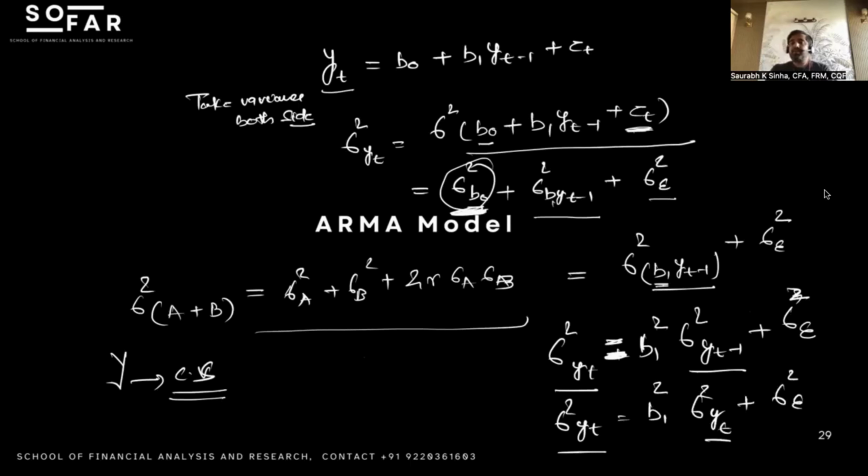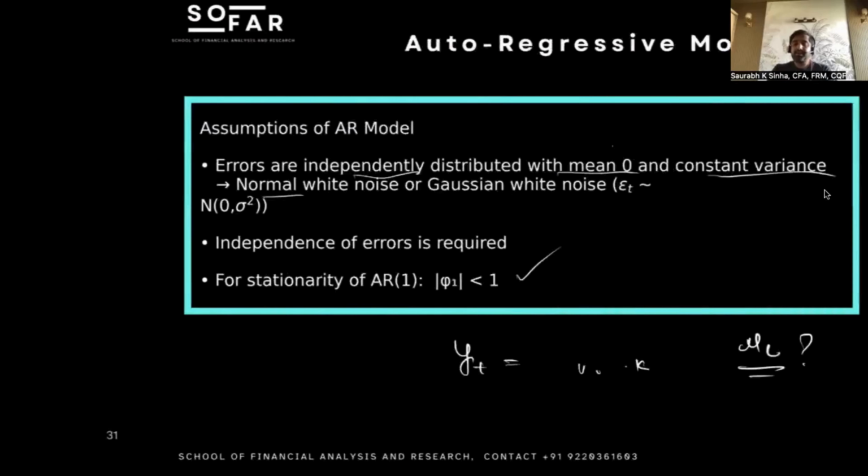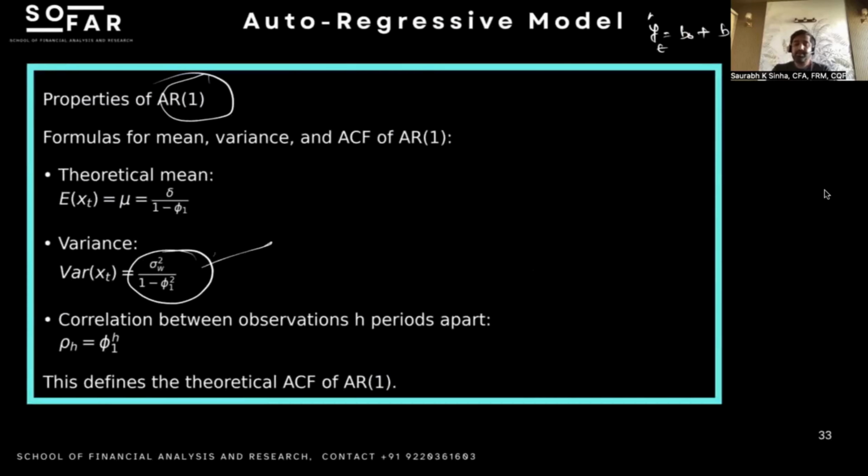If you take variance of YT to the left side, then it will come as what? 1 minus B1 square into the variance of YT is equal to variance of error term. So variance of YT is equal to variance of error term upon 1 minus B1 square. This is what is written here. Variance of error term upon 1 minus B1 square. That is what we have proved.